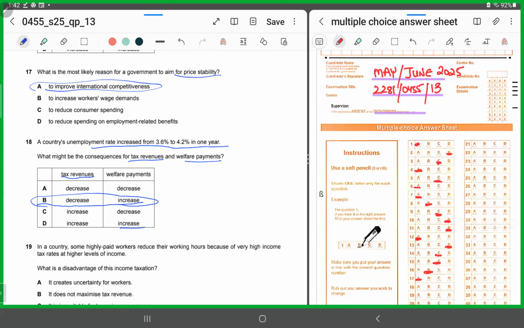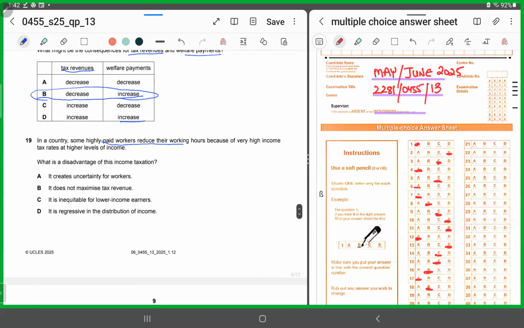Number 19. In a country, some highly paid workers reduce their working hours because of a very high income tax rate at high levels of income. Now, what's happening? As the income level rises, so does the tax rate. So what do people do? They don't work at higher levels of income in order to avoid taxation.